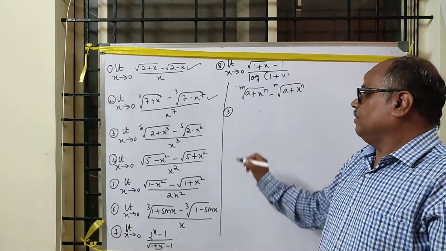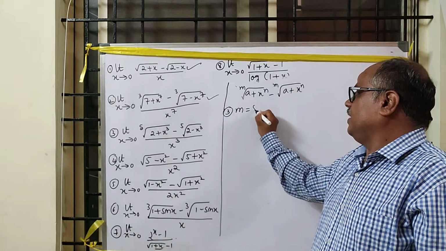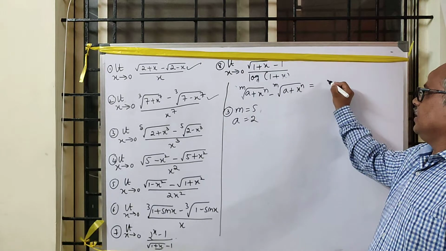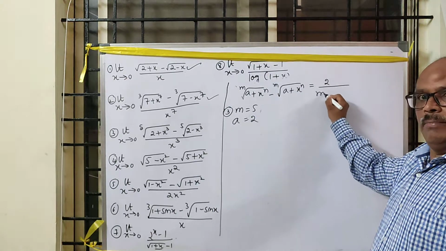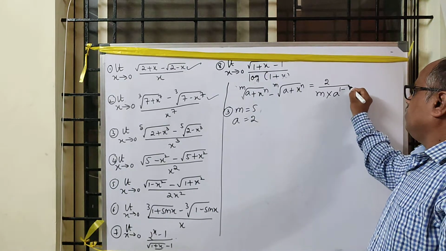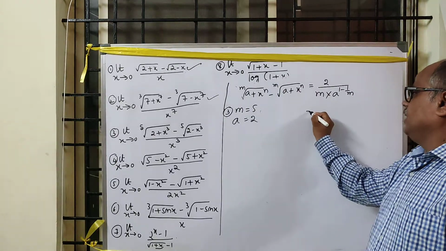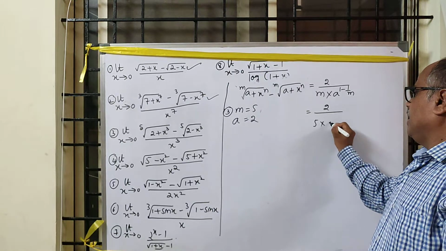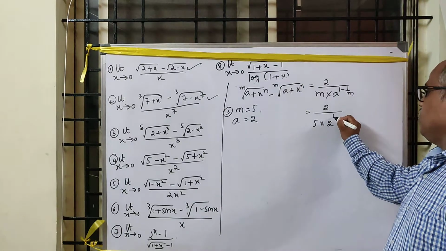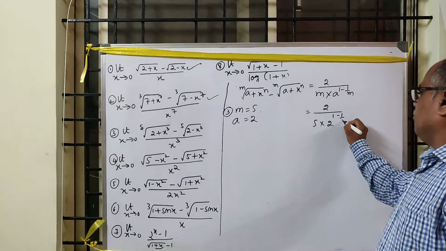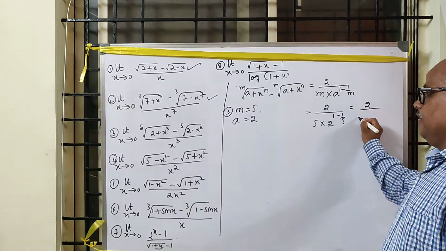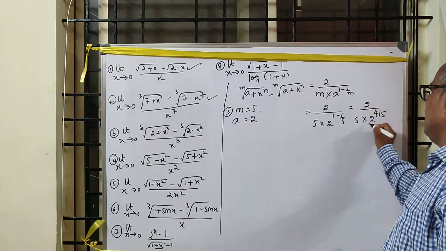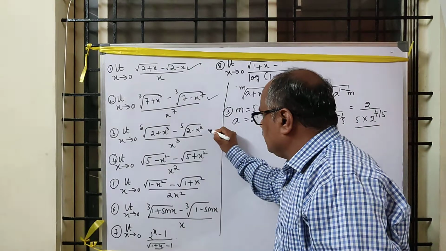In the third problem, the value of m is 5, and the value of a is 2. It equals 2 divided by m into a to the power of 1 minus 1 by m. So 2 divided by 5 into 2 to the power of 1 minus 1 by 5, that is 2 divided by 5 into 2 to the power of 4 by 5. That is the answer for the third one.